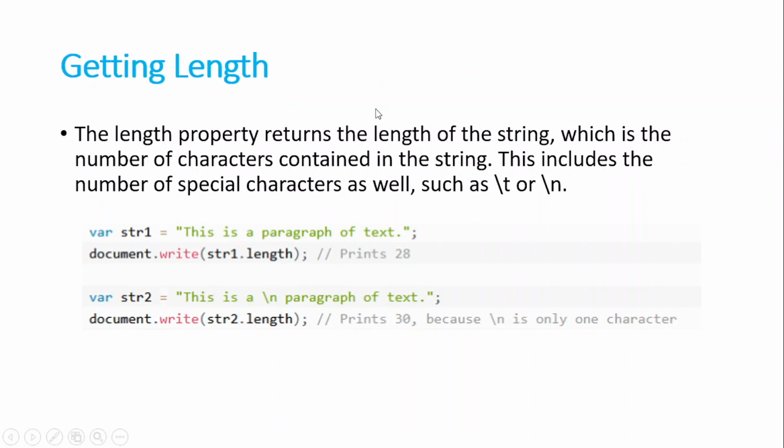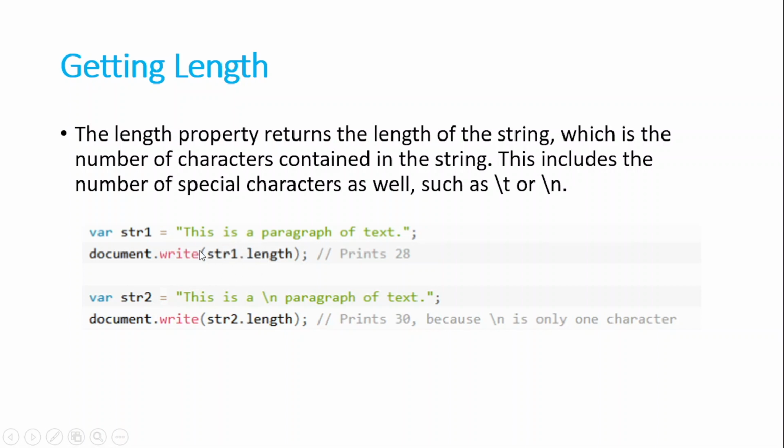So, getting length. If you want to get the length of a string, length means you want to get the number of characters contained in the string. At that time you will be using the length property, which you can see here. There is a string stored. This is a paragraph of text, and we are getting the number of characters inside this string by using this dot length property. I told you why we are using dot here: because we want to access the properties and methods assigned to a string.